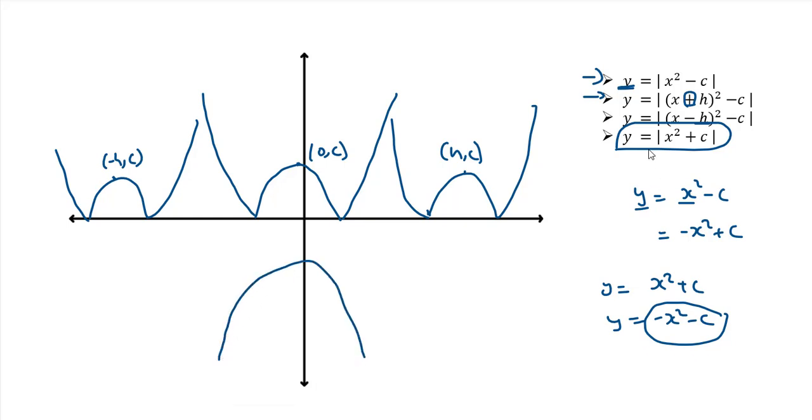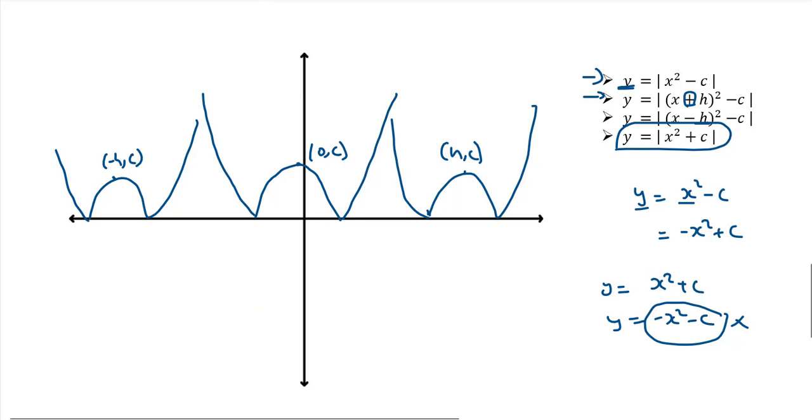But if you notice, this entire thing is in mod, so the value of y can never be negative. So this second part will actually be redundant. We don't have to draw the second part because this entire graph is lying below the x-axis, in which the value of y is always negative.